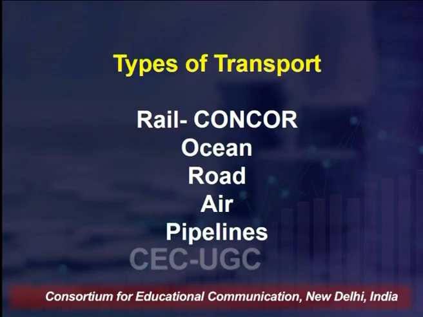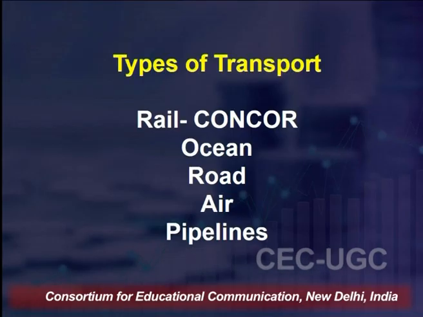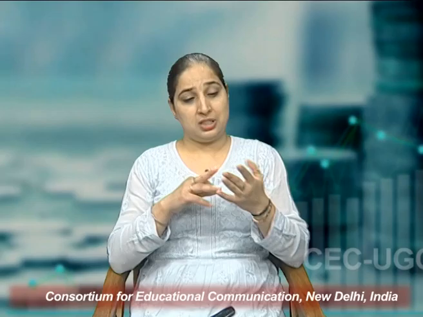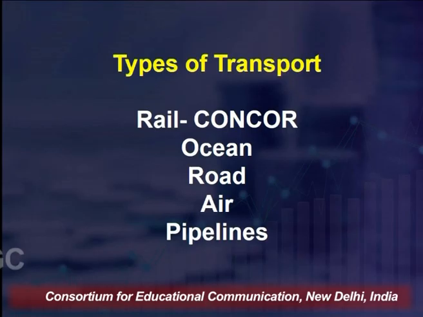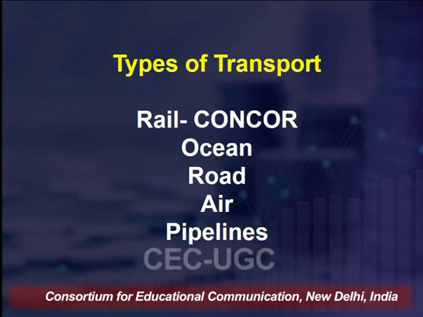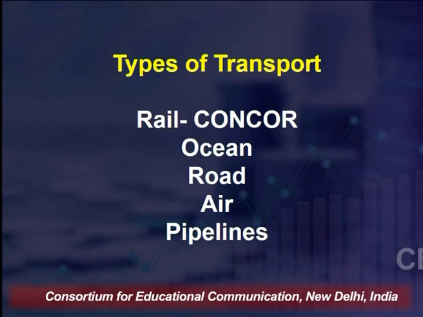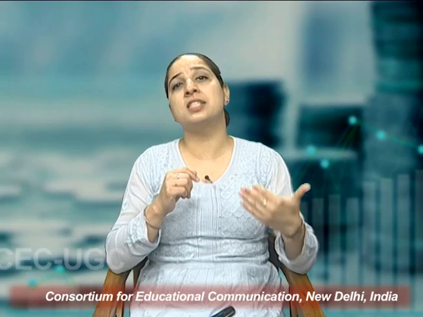So we have different types of transportation. We already talked about the factors which help us determine the mode of transportation, so we decide upon the type of transportation. It is the railways, the ocean, that is the shipping that we are talking about, the roadways, airways and pipelines. Now let's talk about each segment one by one in detail.